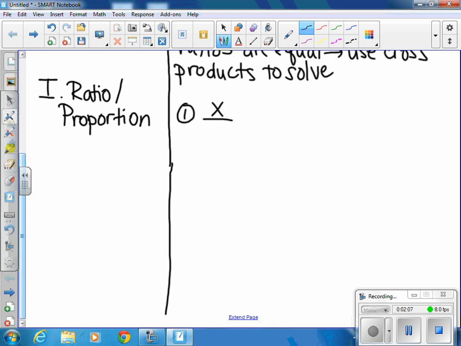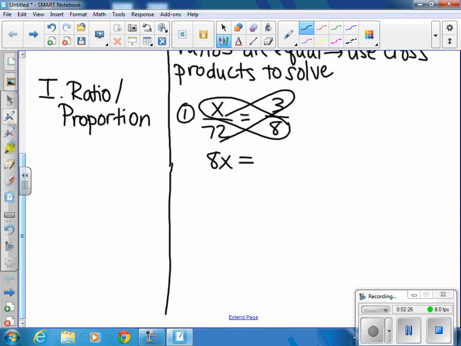If I have x over 72 equals 3 over 8, in order to solve, you're going to use cross products, and we multiply diagonally. I like to take the one that has the variable in it first, so that it always puts my variable on the left. So if I take x times 8, that is 8x, put your equal sign, and then go the other direction. And 72 times 3 is going to give you 216. And at this point, you're at a one-step equation. So we divide by 8, and the value of x that is missing is 27. All right, so this should be something that you're very familiar with from your past experiences.